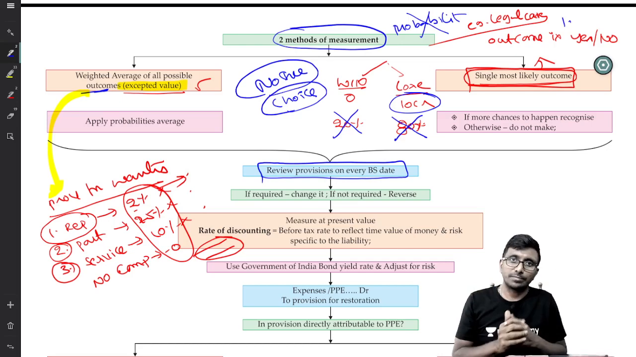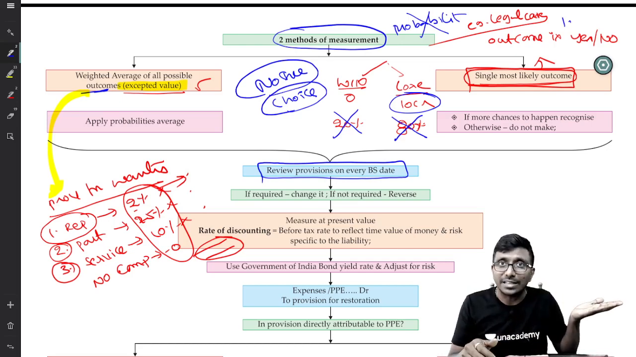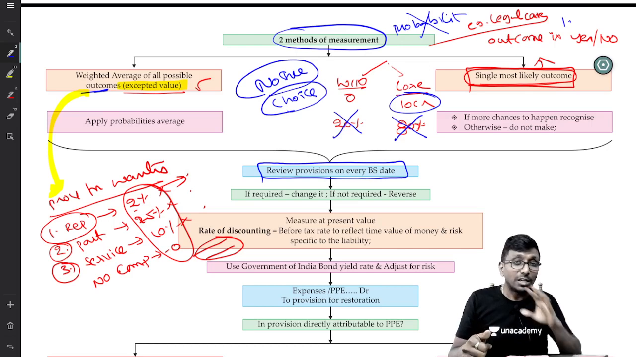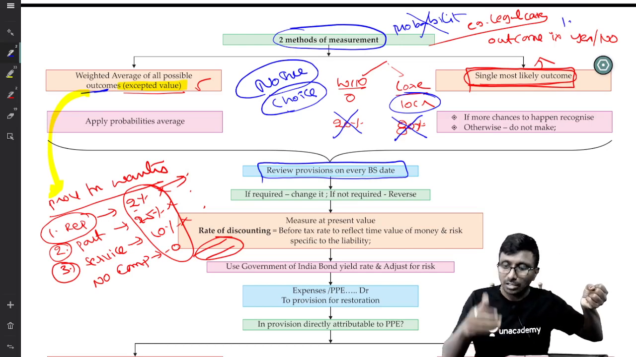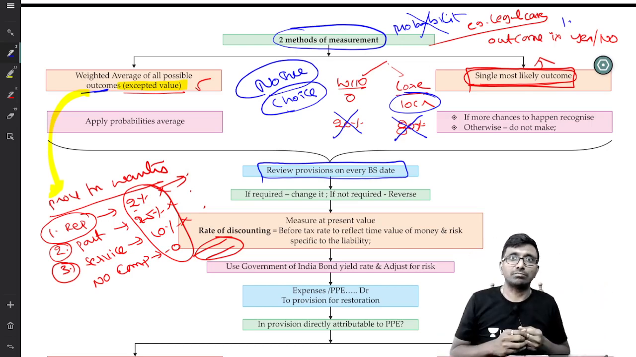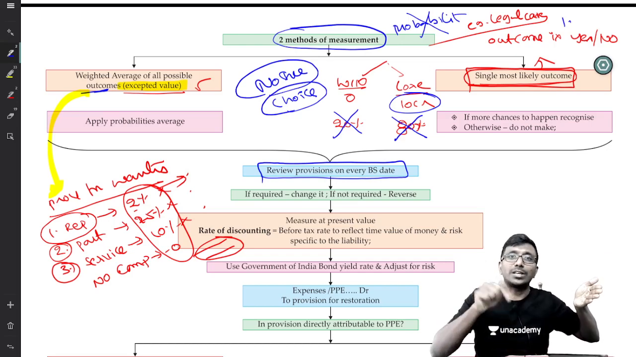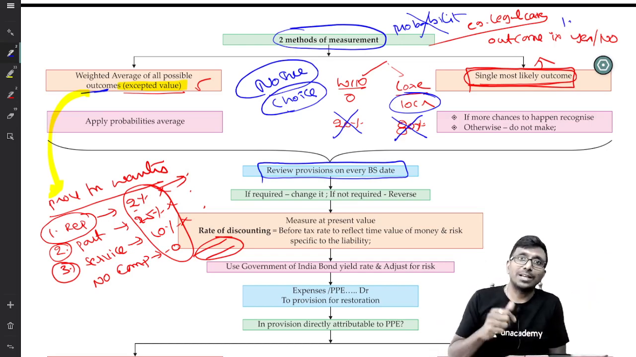Then reverse the provision. Sir, last year it is a contingent liability, but current year it is what? It is a liability, sir. Then make a provision for it now at least. Got it? Last year it is a contingent asset, sir. Now it is an asset exactly. It is receivable. There is a virtual certainty. Last year you showed as a contingent asset. Now it is an asset. So recognize the asset right now in the balance sheet.